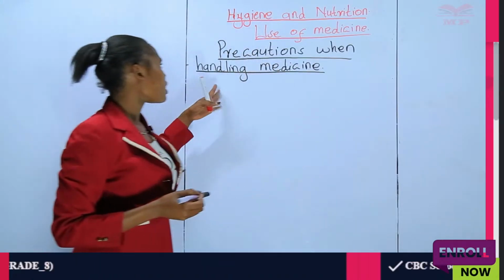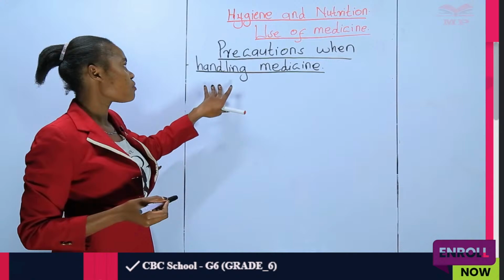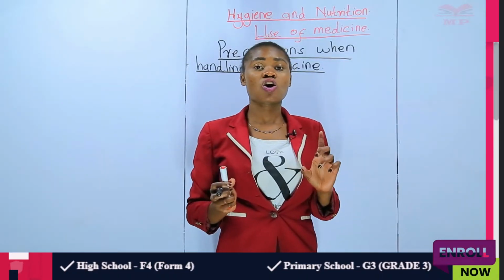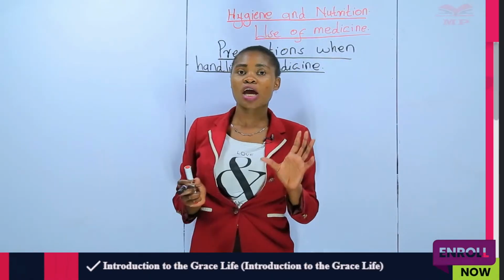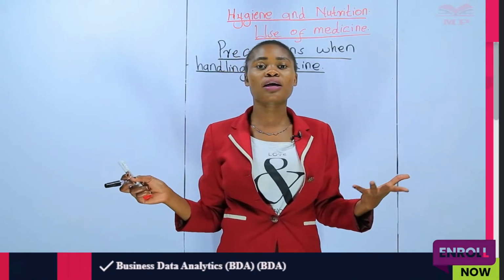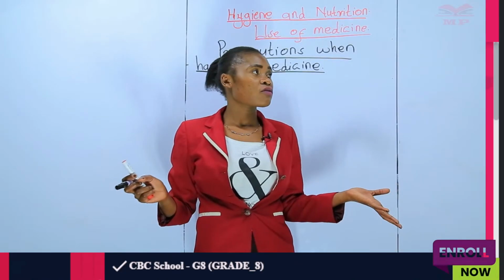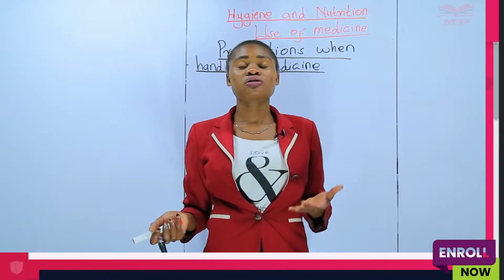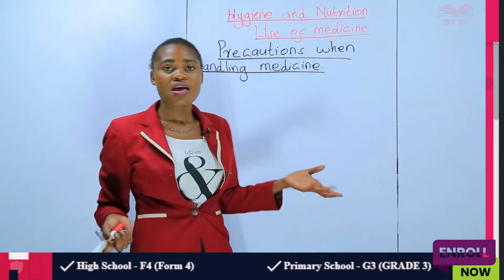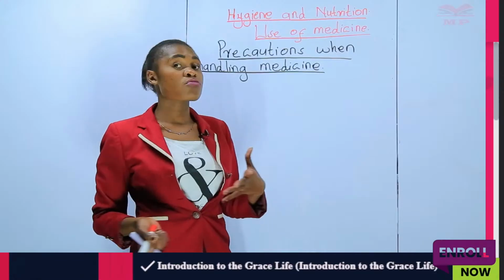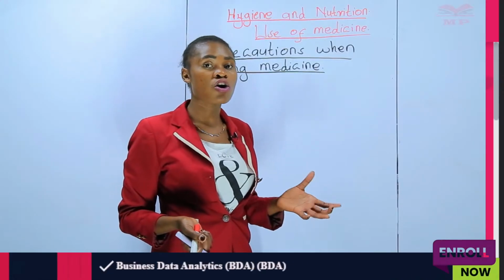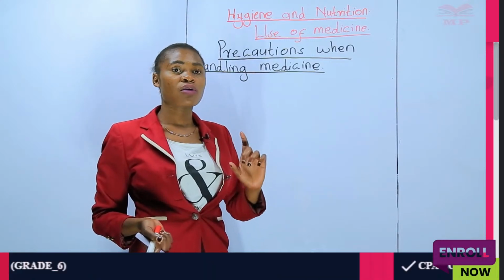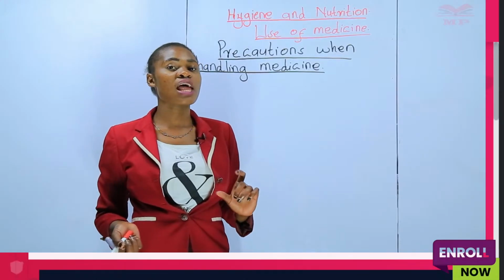Now, precautions when handling medicine. The things you are supposed to observe when handling medicine. In our previous lesson, we discussed the common forms of medicine that are found at home. We said that at home you can get different forms of medicine like capsules, tablets, syrups, ointment. We also have inhalers and eye, ear or nose drops. Remember that ointment we apply on the skin, where you have a bump or a swollen skin.